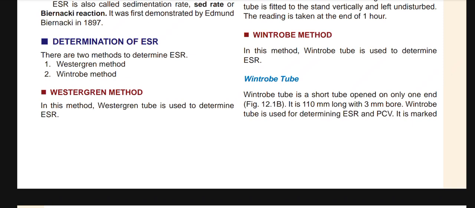Now we will discuss the Wintrobe method. In this method, the Wintrobe tube is used to determine the ESR. So what is the Wintrobe tube? The Wintrobe tube is a short tube opened on only one end, and it is 110 mm long with a 3 mm bore. The Wintrobe tube is used for determining ESR and PCV.